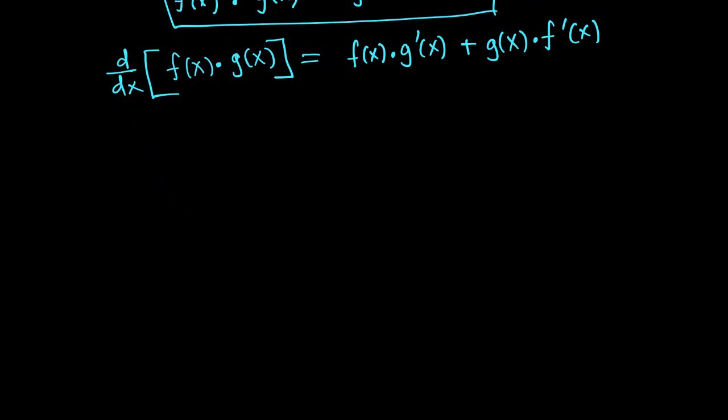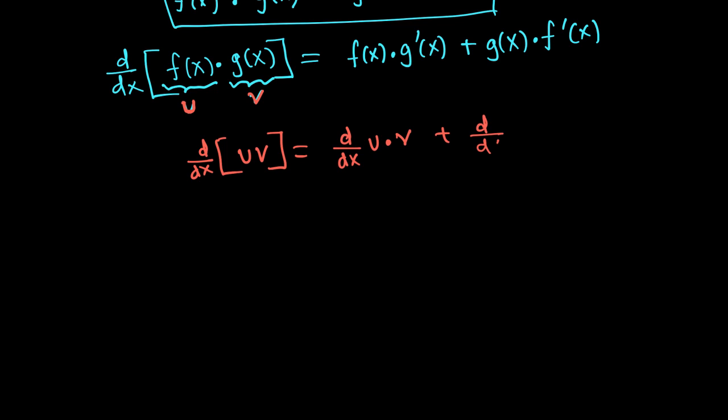So sometimes people say let this f of x be u and this g of x be v. So sometimes people use u and v instead of writing f of x and g of x, and they write it in this form, uv, which means two functions multiplied together. If you differentiate u and v, the final result would be d dx of u times v plus d dx of v times u.